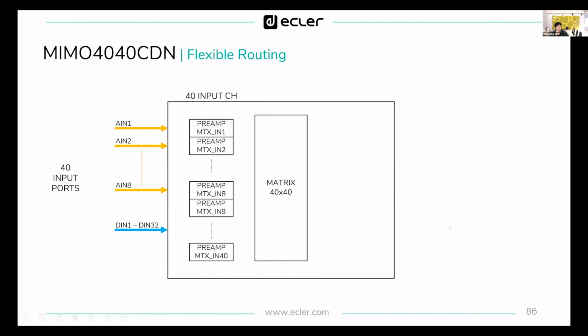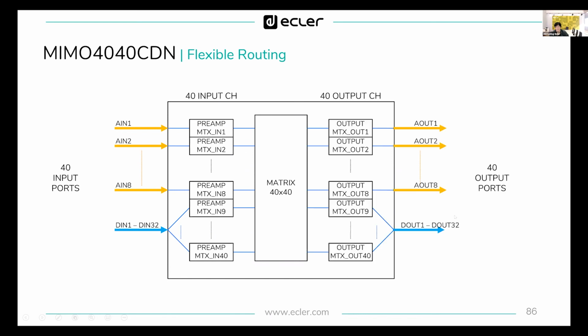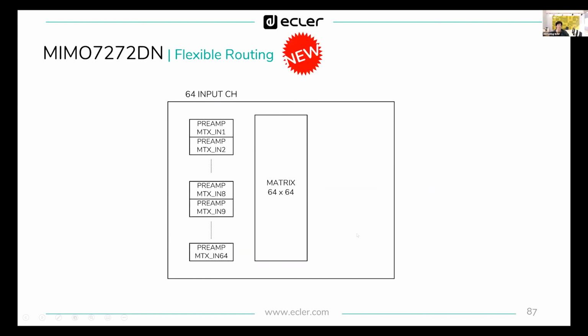Okay. So in MIMO 4040 CDN, we have 40 input ports, which are connected to the 40 input channels of the matrix. And the same for the outputs. We have 8 analog and 32 digital. Okay, that's clear. Okay, what about 7272? For 7272, I have 64 input channels, not 72, 64, and I have 72 input ports.